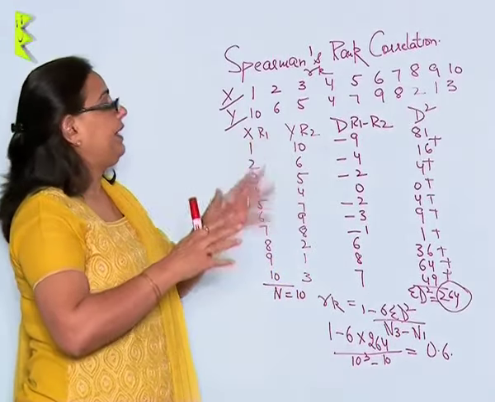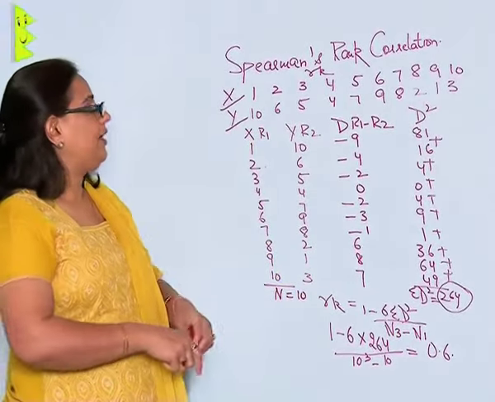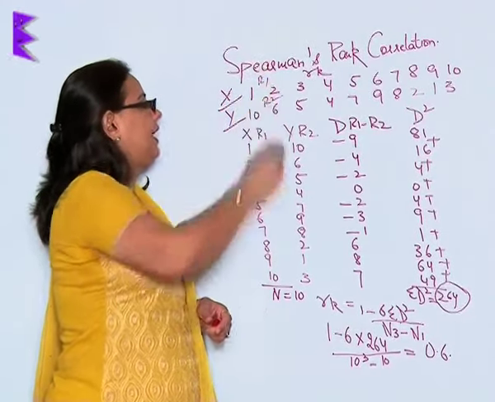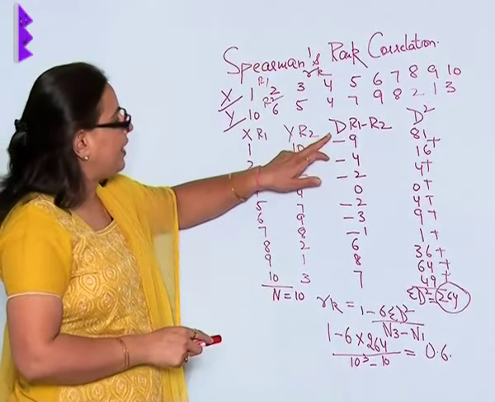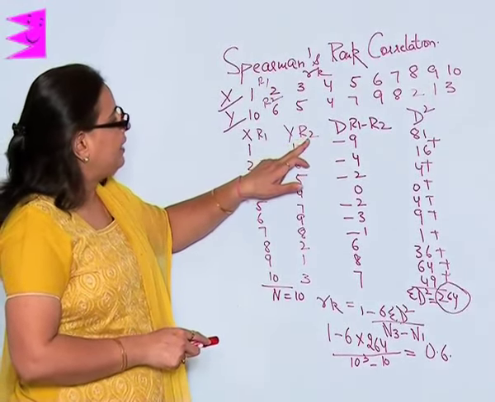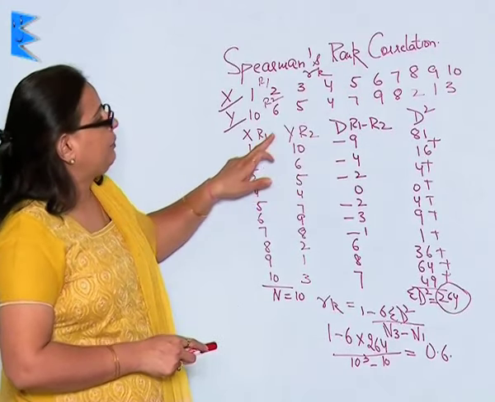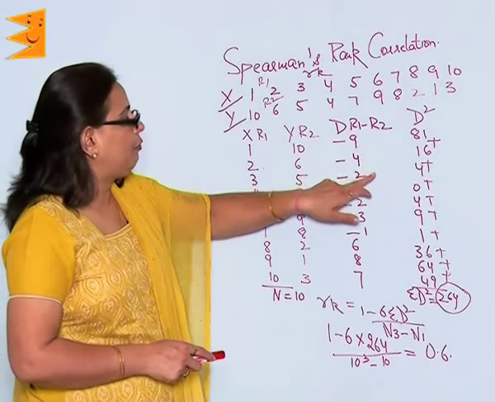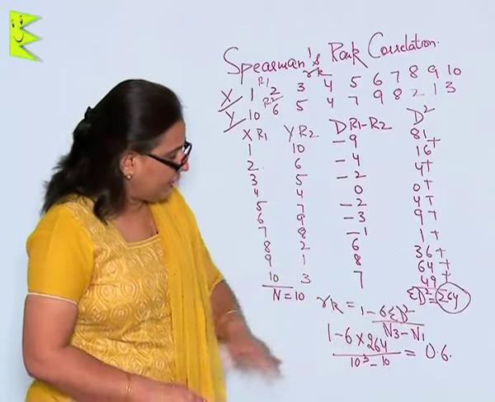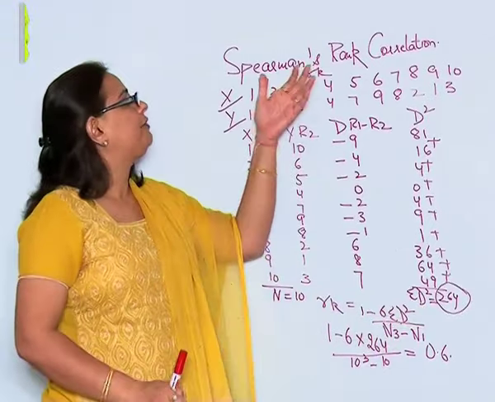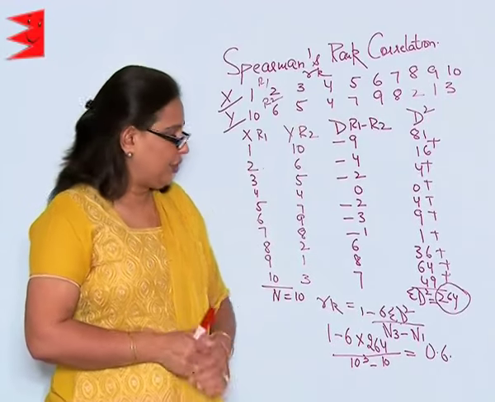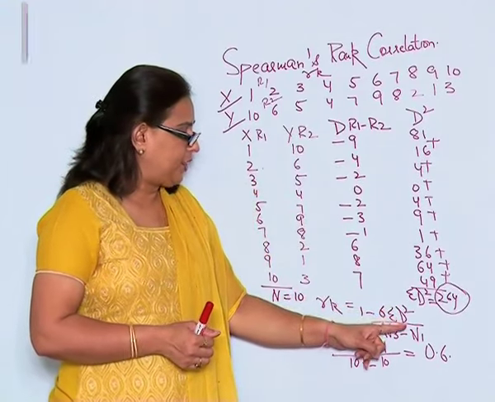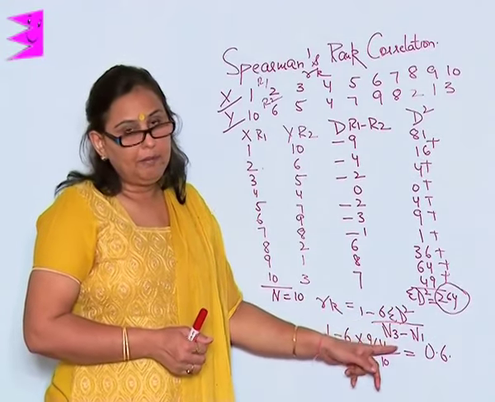Remember, this is a very easy method of the Spearman's rank correlation, wherein we have two ranks R1 and R2 as X and Y. I first of all take out the deviation by subtracting R2 from R1, and I take out the deviation square by multiplying 9 into 9, 4 into 4, 2 into 2, and I take out the sigma d square, and remember the formula of Spearman's rank correlation, which is 1 minus 6 into sigma d square upon n cubed minus n.